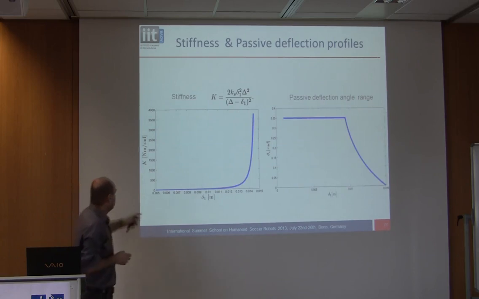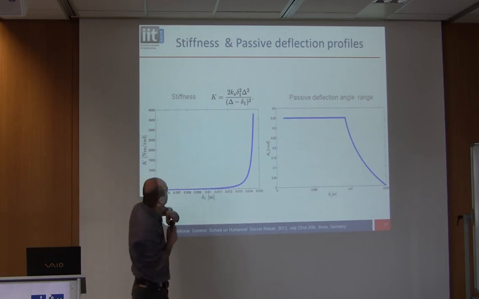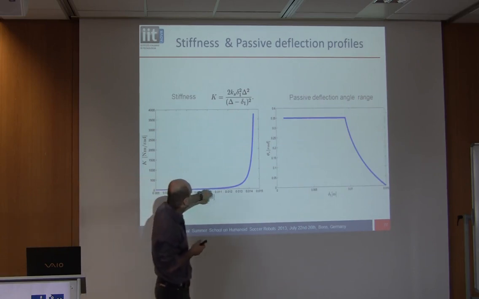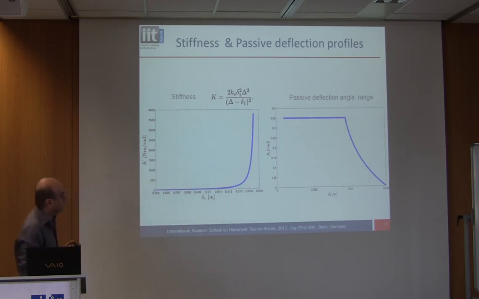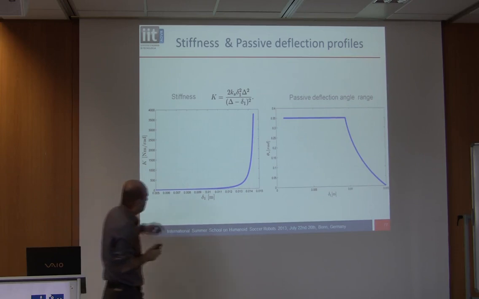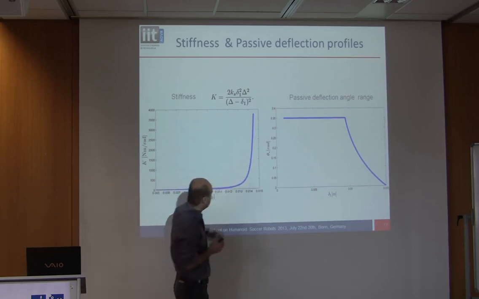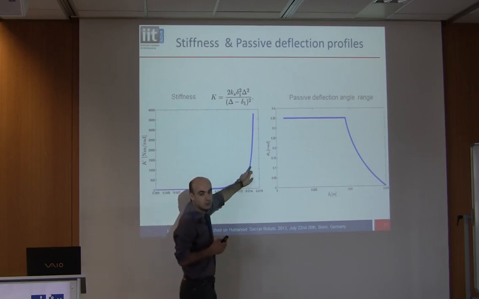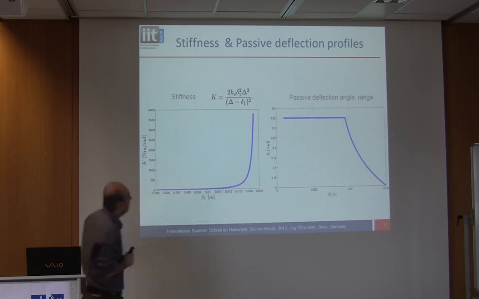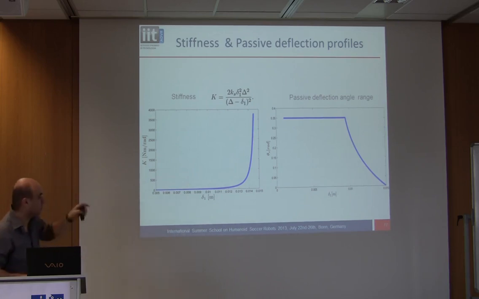This is how the stiffness changes with this type of principle as a function of the lever arm. One disadvantage is that you see there is a very sharp rise here, which means you need a very good resolution on the accuracy of the position of the pivot point in order to get a good performance. For the deflection range, you can see there's 1.35 radians up to a certain lever arm distance, and then it drops down.